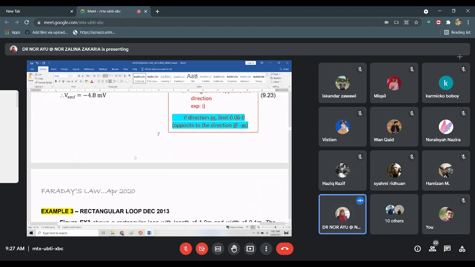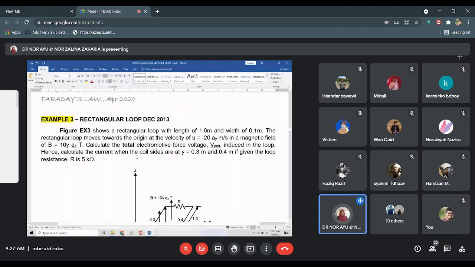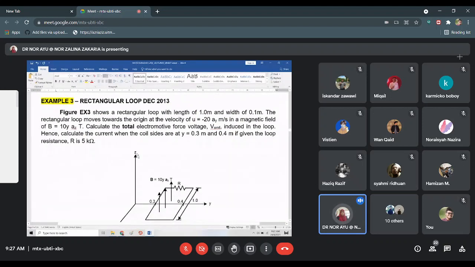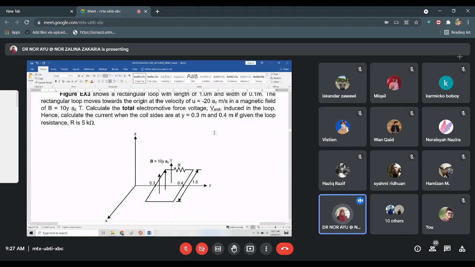Okay, so we go to the third example over here. So we have this rectangular loop. Alright, it shows a rectangular loop with a length of 1 meter. So the length of this loop is 1 meter and the width is 0.1 meter. Okay, so its width is 0.1 and the length is 1.